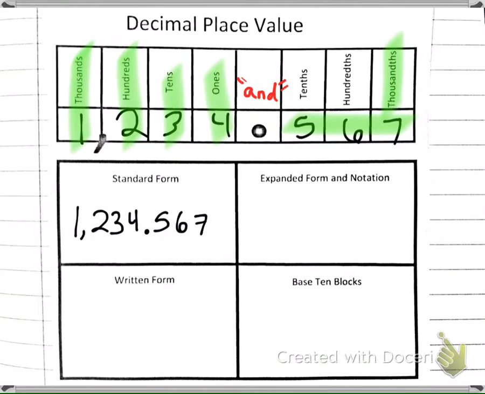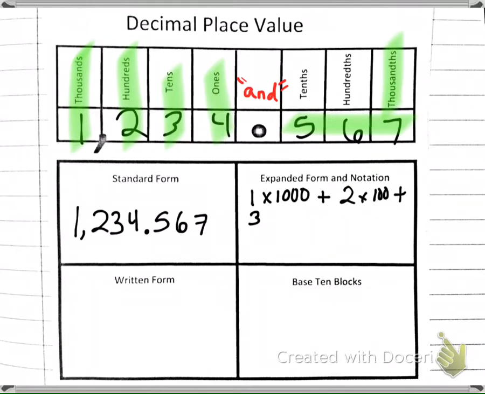Since if we have 1,234, we can expand that by saying that the 1 is worth 1,000. So we can multiply that times the value of 1,000 because we're using its place value. So 1 times 1,000, and then we also need to add the next digit, which is going to be a 2. But that 2 is in the hundreds place. So that means that I have to multiply by 100. So that would be 2 times 100. That gives me 200.